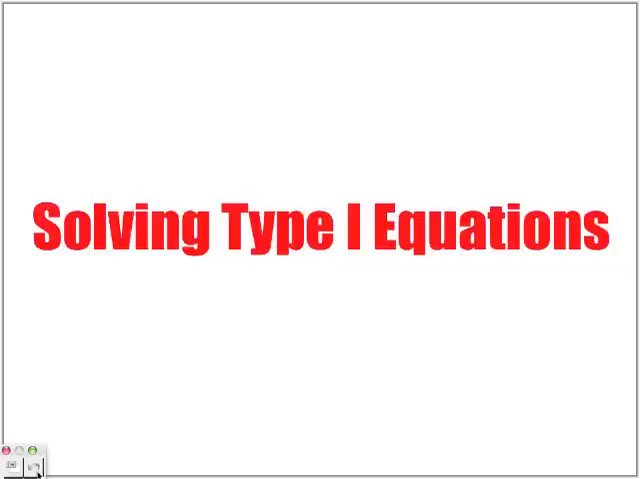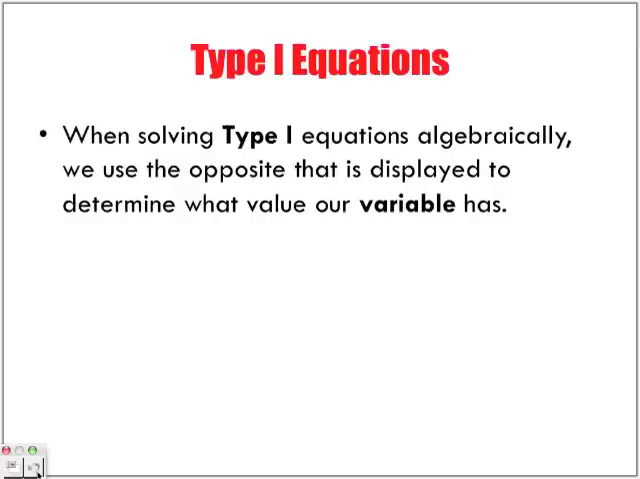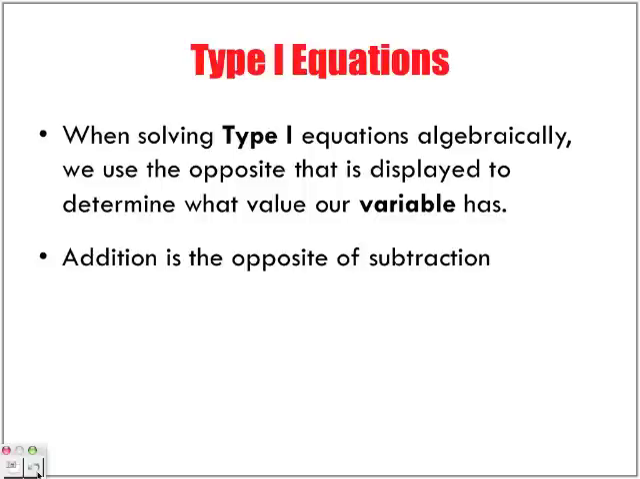So these, what we call type 1 equations, are the simplest of all the types of equations that you can possibly solve. So let's look at what a type 1 equation is. When solving type 1 equations algebraically, using addition, subtraction, multiplication, whatever, we use the opposite of what is displayed to determine what value our variable has. Okay? So if you don't understand what the wording means, pay close attention to the examples that we're actually going to look at. Now, what we mean by do the opposite, well, here are the opposites.